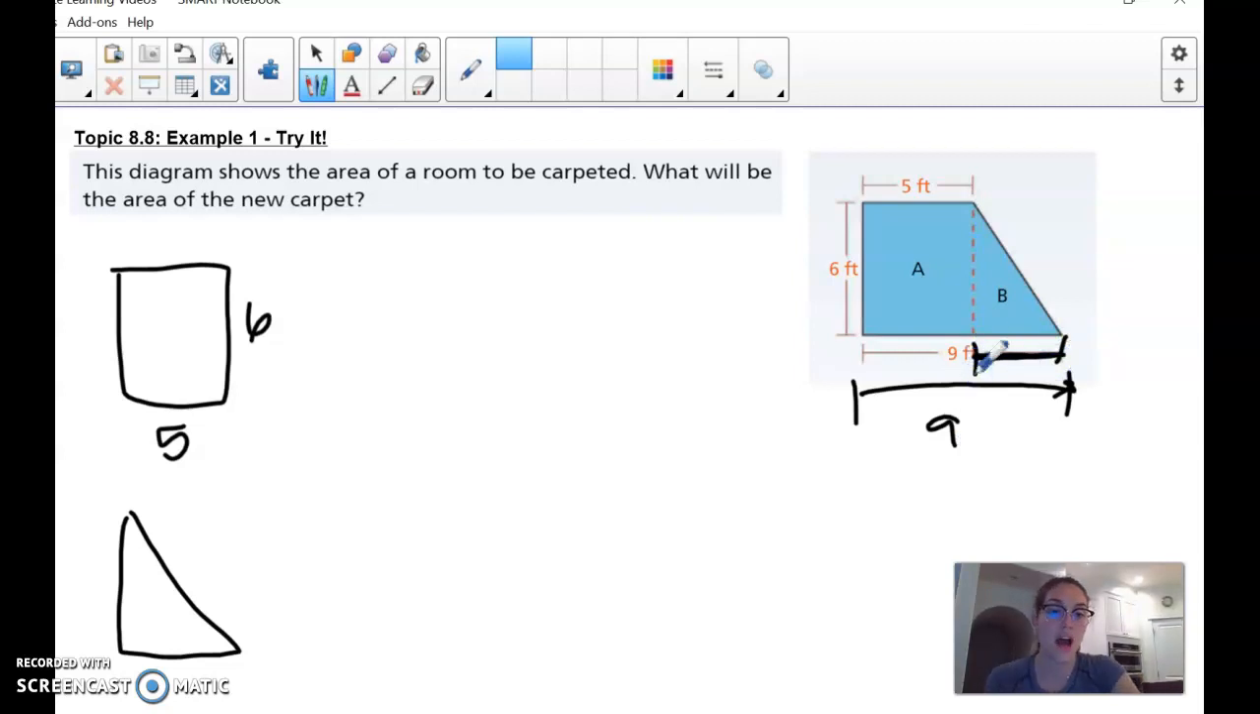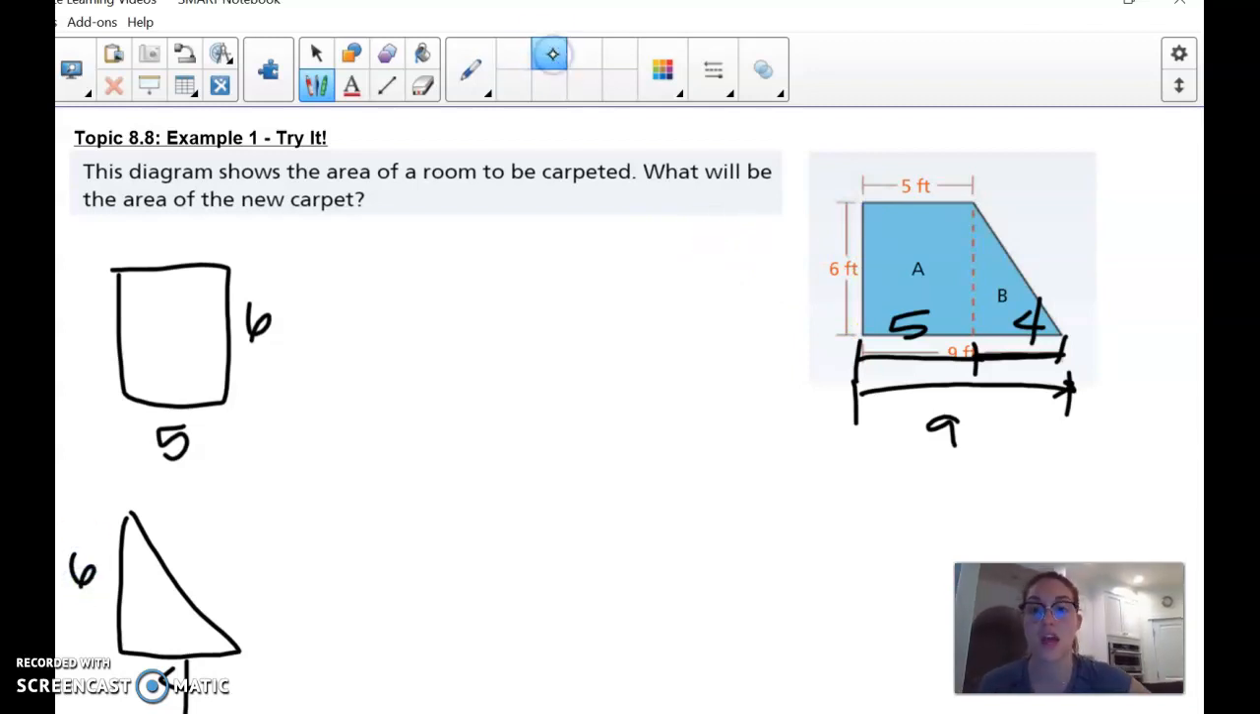So I know that that piece of the length plus this side is going to be 9. And I know that the left side of this is 5 because if it's a rectangle, then opposite sides are the same length. So what's left over then, 9 minus 5, is going to be 4. So I know the length of this triangle is 4, and then the height of this triangle is going to be the same as the height of this rectangle over here. So the height of this triangle is going to be 6.